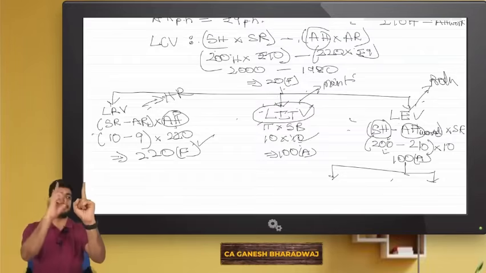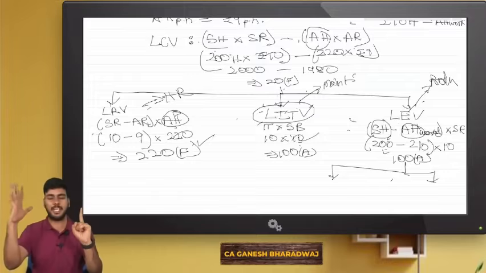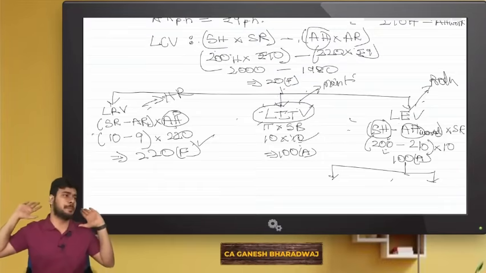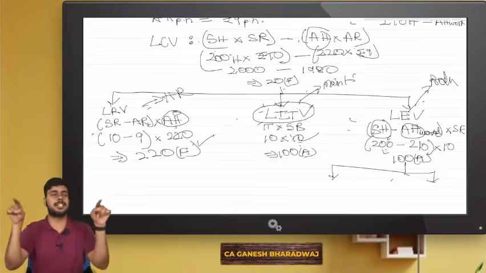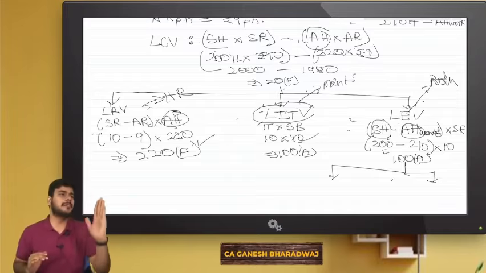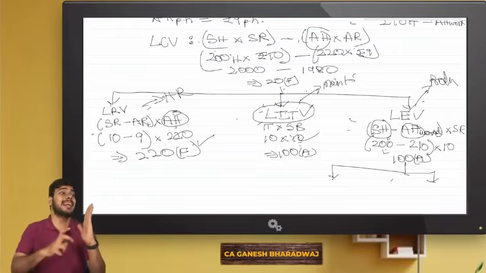Standard hours into standard rate minus actual hours into actual rate. Actual hours means full actual hours paid only, correct? This gets branched into ideally 3. In case there is an overtime, ideally 3, correct? Fine. Left hand side, labor rate variance.